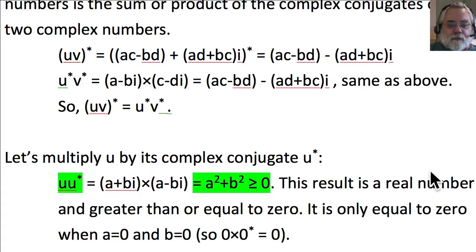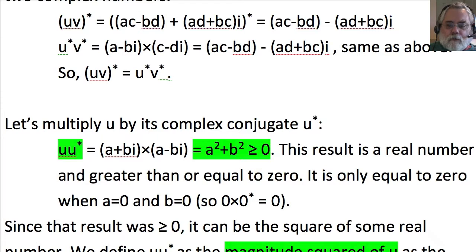Let's multiply u by its complex conjugate, u star. u star equals a plus bi times a minus bi, and when we multiply that out, we get a squared plus b squared. a and b are real, so a squared is real and greater than or equal to 0, and b squared is real and greater than or equal to 0, and when we sum them, we get a real number that is greater than or equal to 0. So this product, u u star, is a real number greater than or equal to 0, and it's only equal to 0 when a and b are 0. So the complex number 0 times its conjugate, 0 conjugate, is 0.